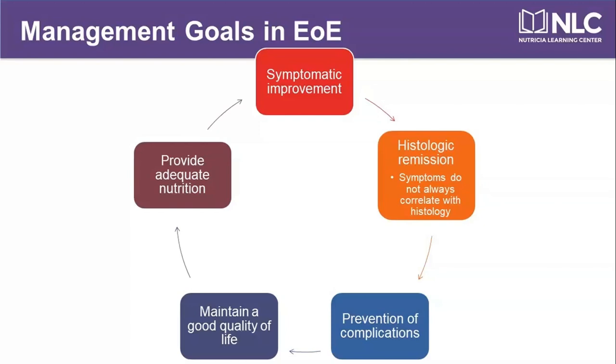And sometimes working extra hard to prevent complications is even a little bit at odds with maintaining good quality of life, because sometimes in order to do that, you are committing them to either medications that might interfere with their quality of life or diet restrictions that might interfere with their quality of life. And so there's always a little bit of a balancing act that needs to be done to get them where they need to go. And especially in the patients where dietary elimination is a part of the treatment, it's really important to keep in mind the need to pay attention to their nutritional status as well and make sure they're getting adequate nutrition.